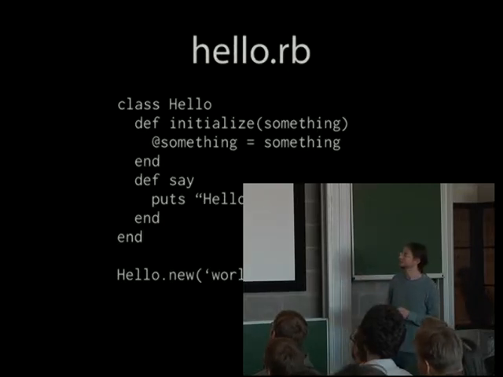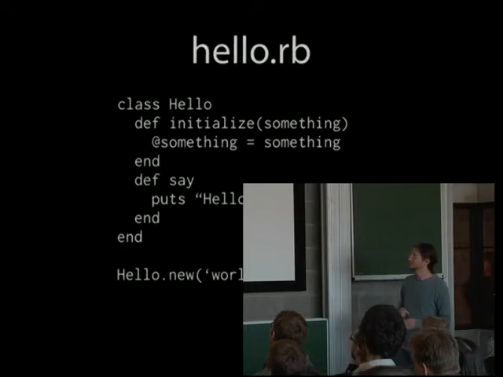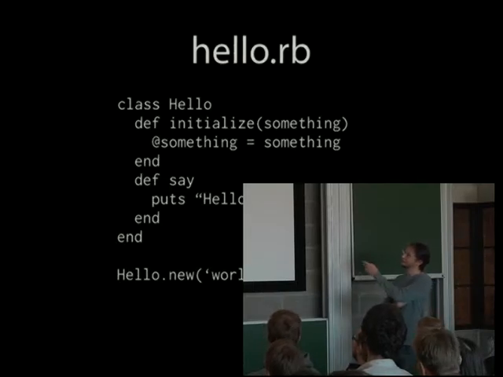And this is a very basic hello world in Ruby, for those who don't know Ruby yet. You can create a class just by typing class Hello. Then you define methods there using the def keyword. Initialize is the default constructor method. Methods can take arguments. Instance variables are variables that start with the at character. So @something here is an instance variable. Something simple, right? There's not much to say about Ruby.